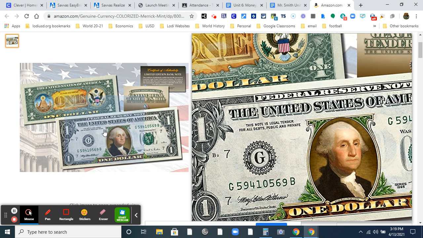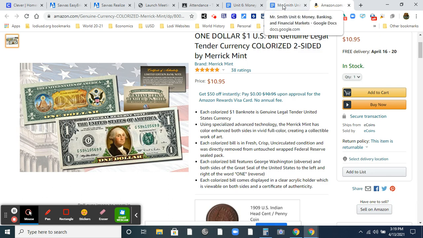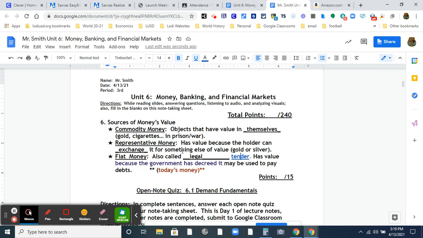On this, you can scroll and look at it closely. See where it says this note is legal tender for all debts, public and private. That means that it's true. It's fiat money. The government has said it's worth it, so it is worth what the government says. However, people only accept this because they agree with the government. If people didn't accept this, they wouldn't take the money.